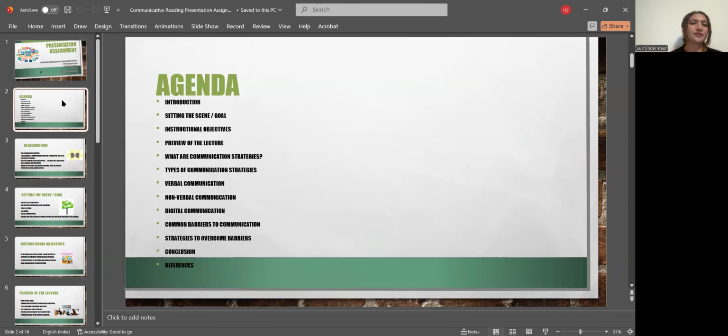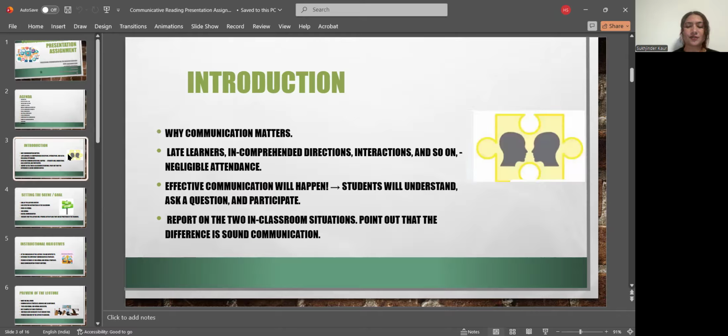Here is my agenda, which includes introduction and setting the sense goal, instructional objectives, review of the lecture, what are communication strangers, types of communication strangers, verbal communication, non-verbal communication, digital communication, common barriers to communication, strangers to overcome barriers, conclusion and reference. So now I explain page number three.